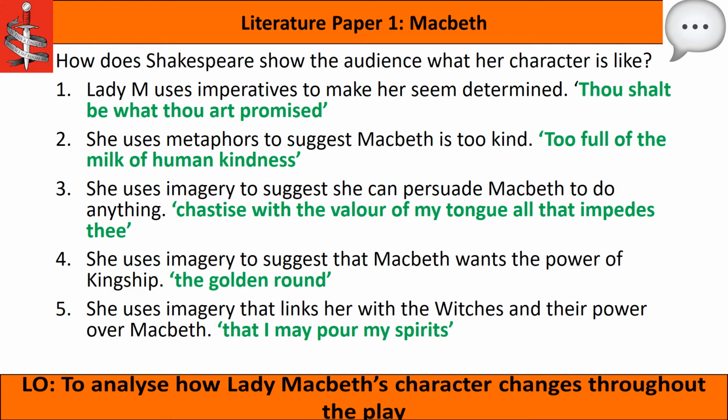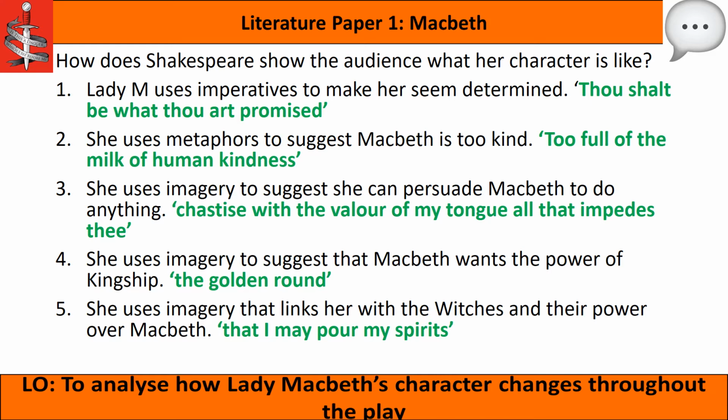Okay, so I've written down the quotations that I would have chosen for similar things. An imperative is an order, and she orders Macbeth that you will be what you're promised, you will be king. She uses metaphors to suggest that he is too kind, too full of the milk of human kindness, to catch the nearest way to kill Duncan.